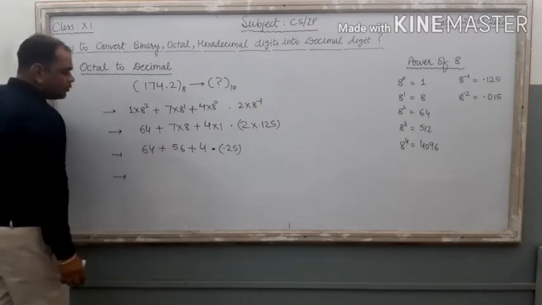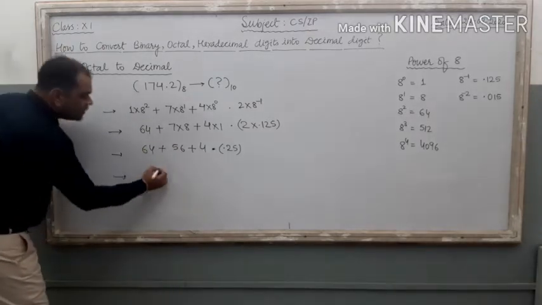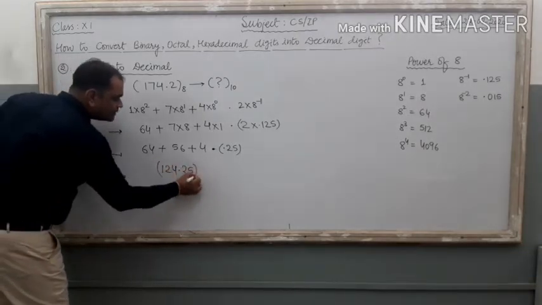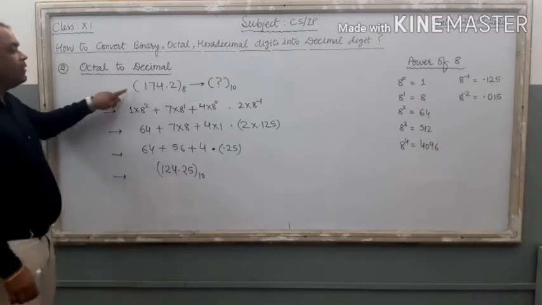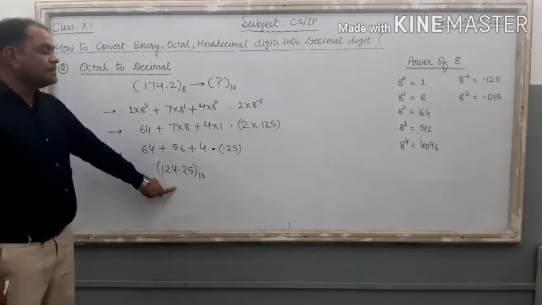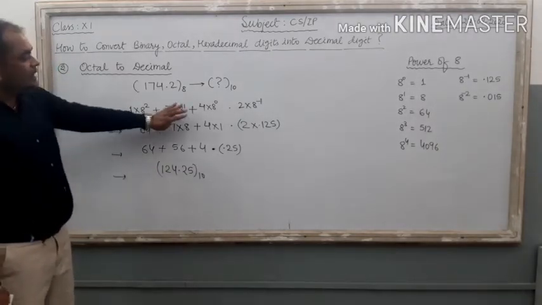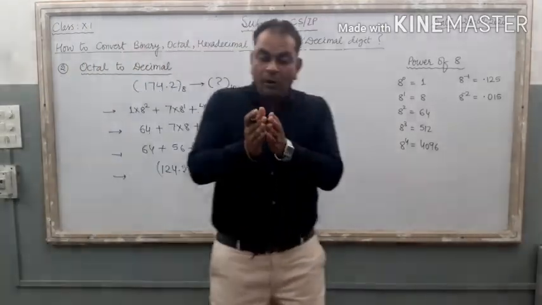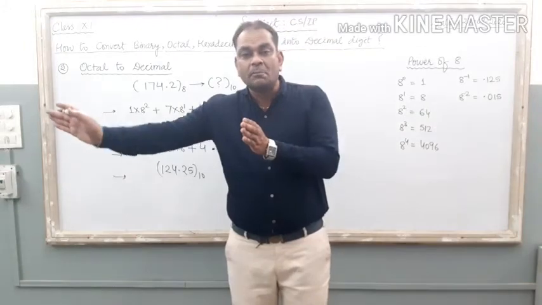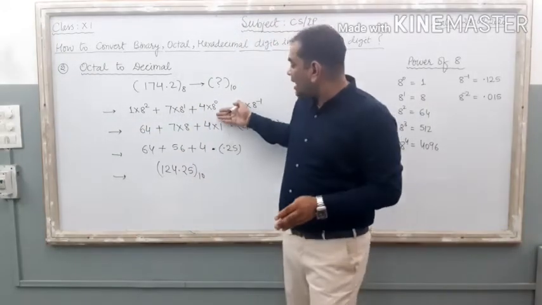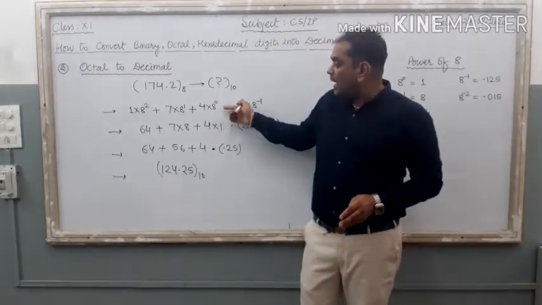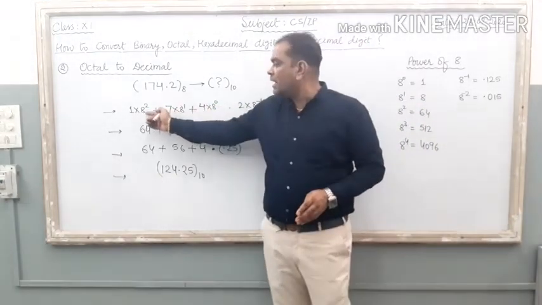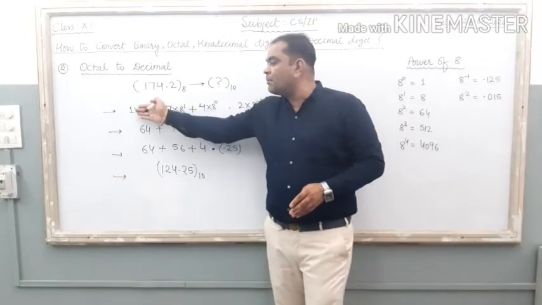64, 56, then 4. It is 124.25. Here it is the overall result if we convert this octal number into decimal. Clear? The method is the same: just expand the digits, hold the decimal point, and from the rightmost part of the decimal point, we multiply by increasing powers: 8 raised to power 0, 8 raised to power 1, 8 raised to power 2. These are the increasing powers of 8.